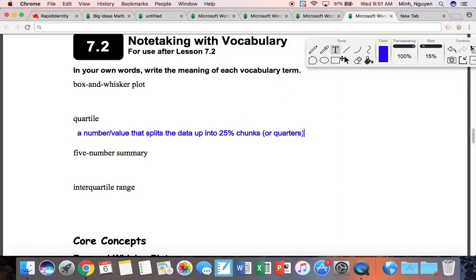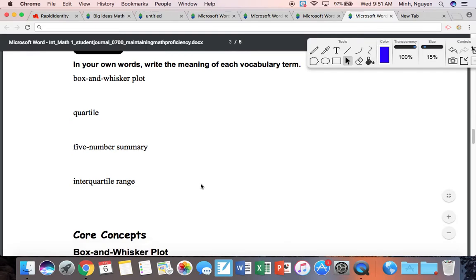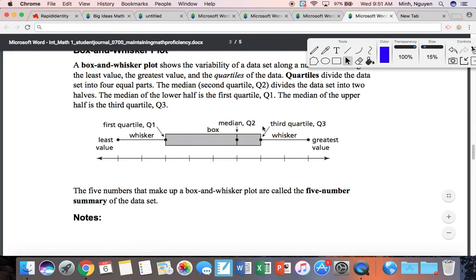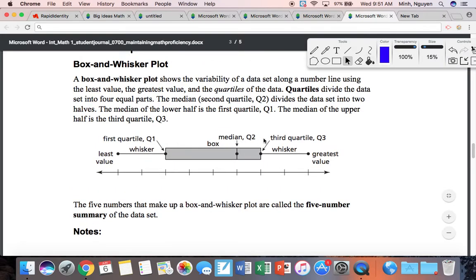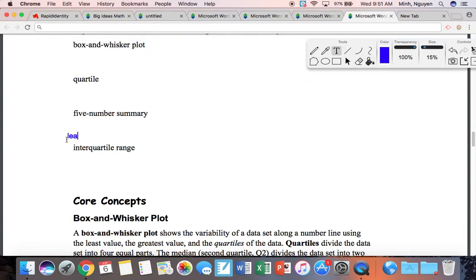The five number summary is the numbers I just went over. We have least value, first quartile, median, third quartile, and greatest value.